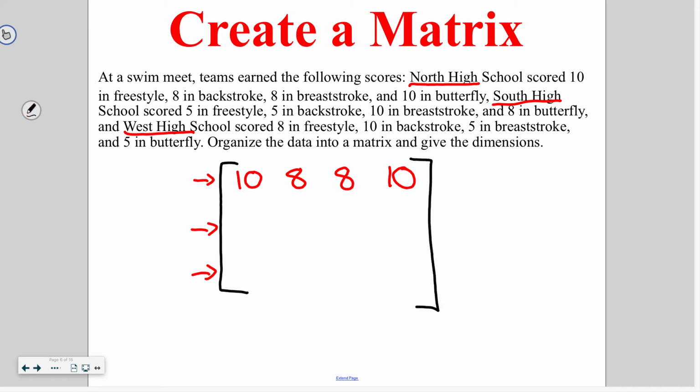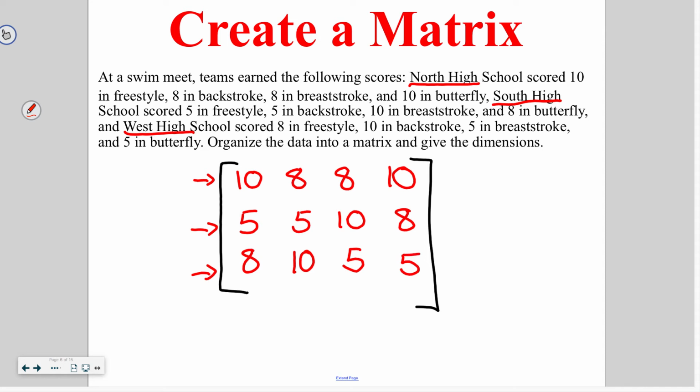All right, then we're going to do the exact same thing with South. Since freestyle was first for North, I want to make sure I list freestyle first for South. So 5 for freestyle, 5 for backstroke, 10 for breaststroke, and 8 for butterfly. And then I've got West is 8 for freestyle, 10 for backstroke, 5 for breaststroke, and 5 for butterfly.